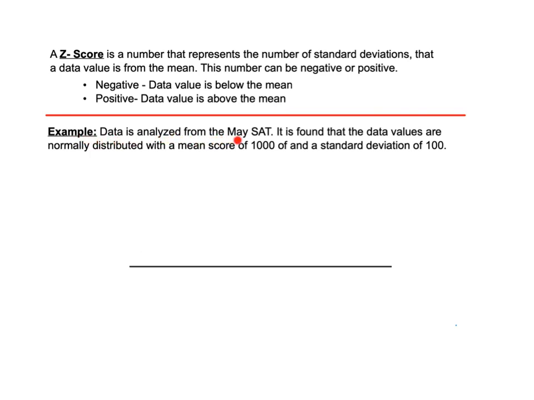Data is analyzed from the May SAT. It is found that the data values are normally distributed with a mean score of 1,000 and a standard deviation of 100. So basically, every time you have a normal distribution problem, anytime you see the words normally distributed, you want to draw a line across your paper like I have here, and then you want to draw a sketch of a bell curve. Now the sketch doesn't have to be perfect, but it has to resemble some sort of symmetry around this middle section.